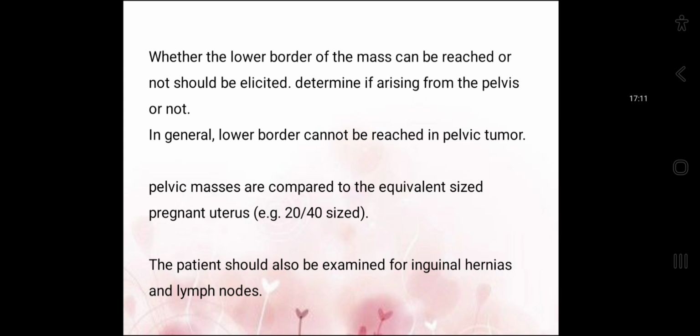To describe pelvic mass size, we compare it to a gravid uterus. For example, an ovarian mass the size of a 20-week uterus. This means that the mass reaches the umbilicus, which stands for fundal level equivalent to 20 weeks pregnancy. In abdominal examination, in palpation we examine for inguinal hernias and lymph nodes.